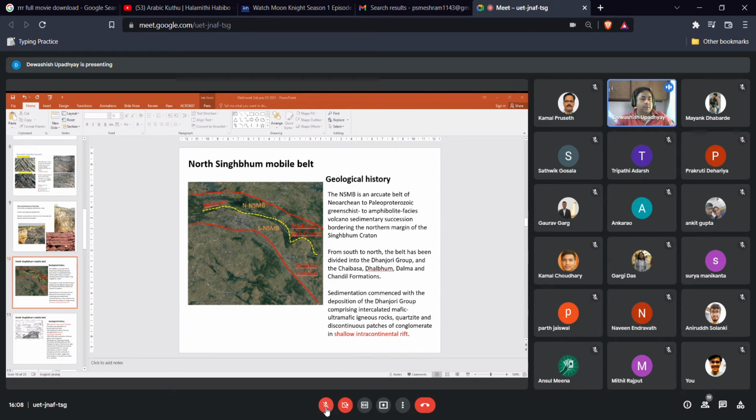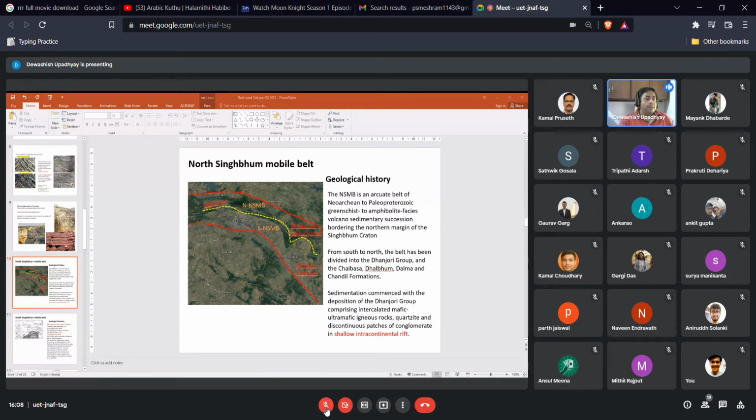Now this is a map that you see here, which shows the same thing, the Singhbhum Craton. It is this oval shaped part. Craton refers to a very stable part of continents. Most of it was already created in the Archean. So what is the Archean? The Archean is the time period between roughly 4 Ga and 2.5 Ga.